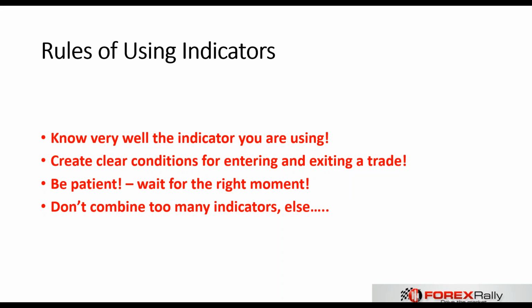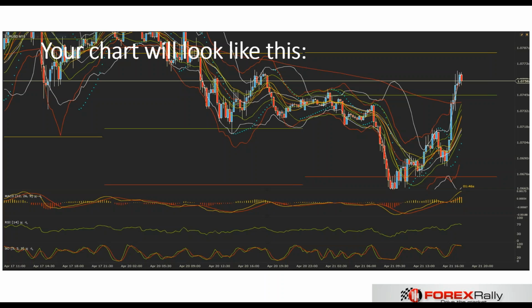Now another rule, the last on my list but not least: don't combine too many indicators, or you'll have your chart looking like this. There are too many indicators. Lots of indicators on the same chart can give you different signals, and then you will not know what trade to make. Buy, sell, what am I doing now?